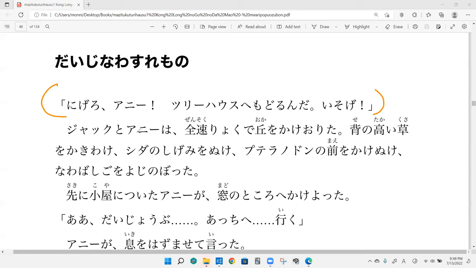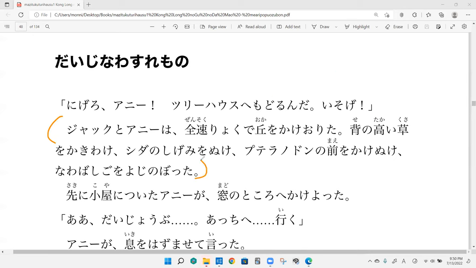please. Run, escape, and return to the treehouse quickly.